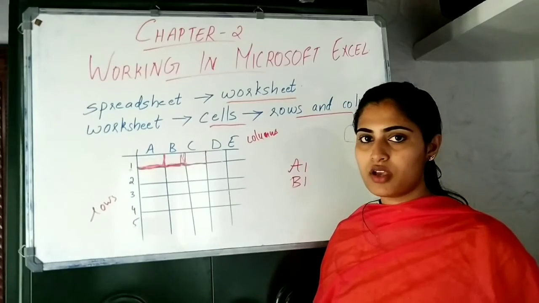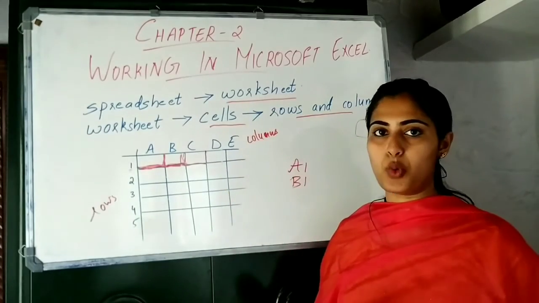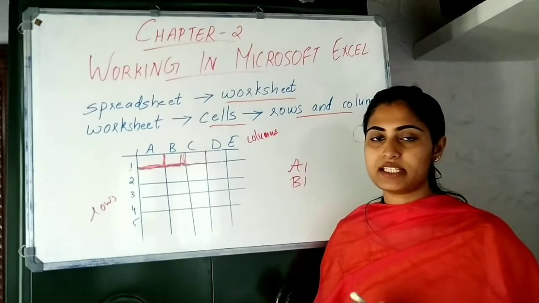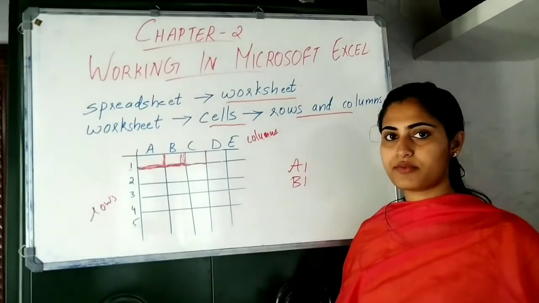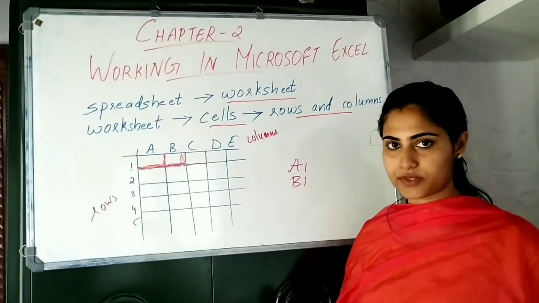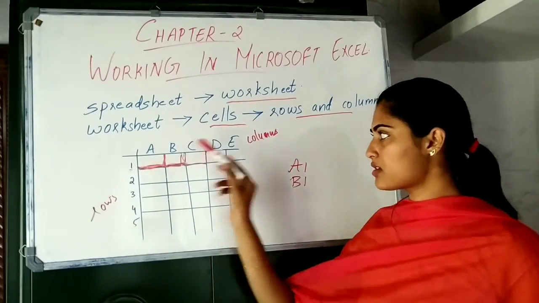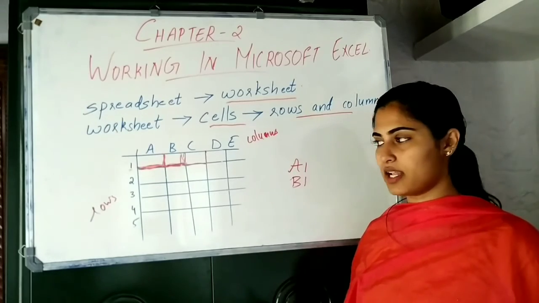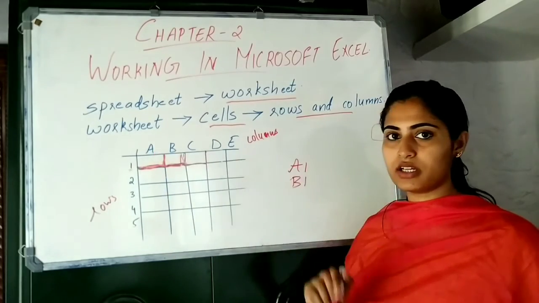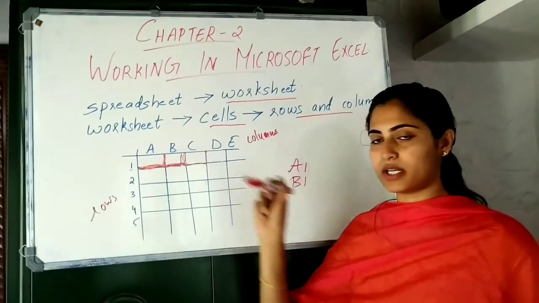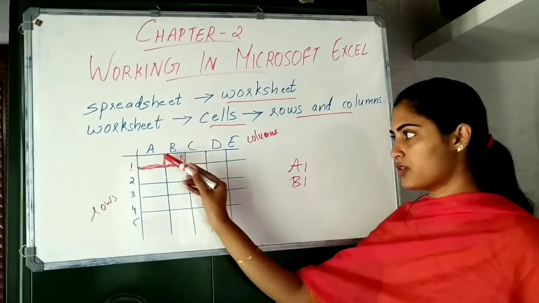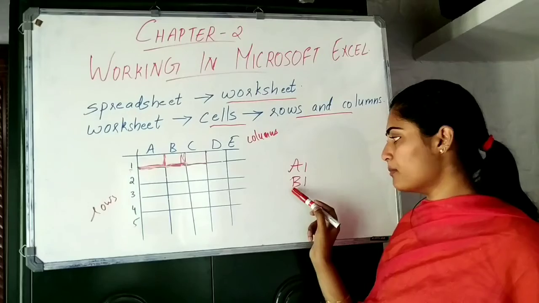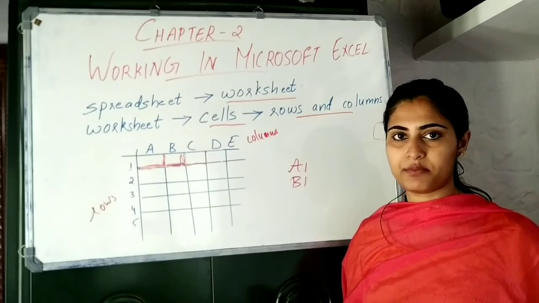So the other name for spreadsheet is worksheet, and a worksheet consists of cells, organized in the form of rows and columns. These are the rows and these are the columns. For naming or addressing a cell, first we write the name of that particular column, then the name of that particular row. So the first cell has the address A1, and the second cell has the address B1. This is how we name a cell.